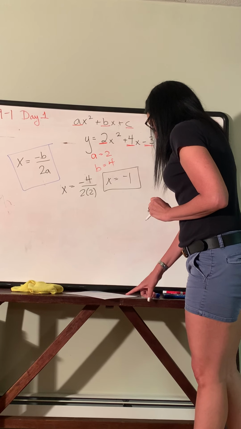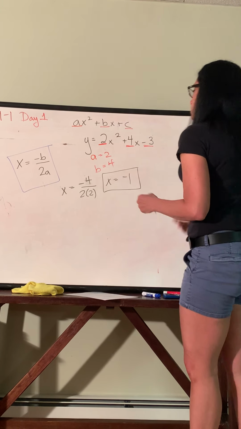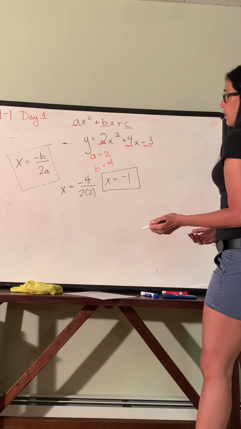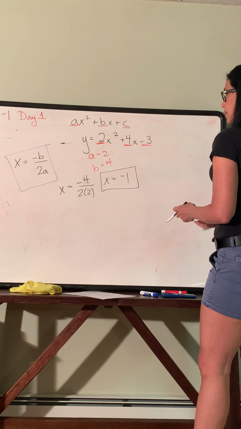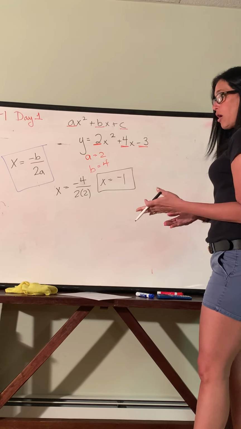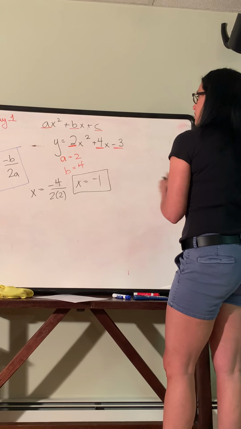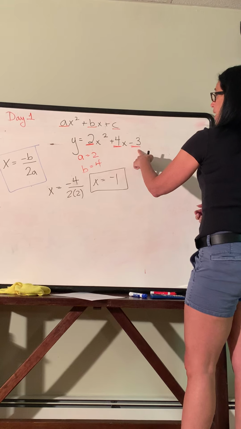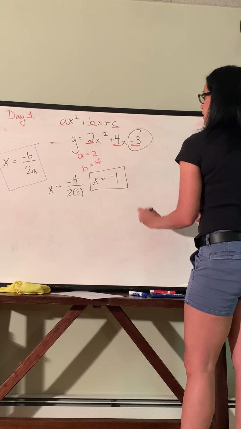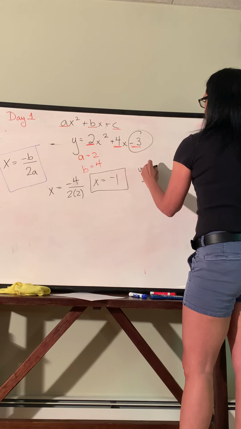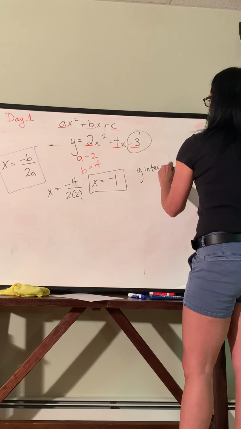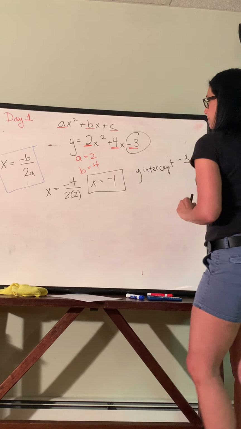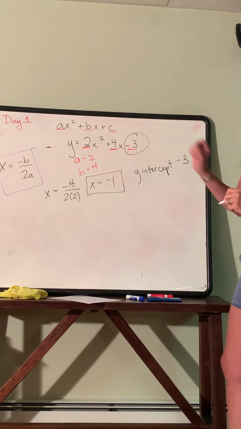Then they also want the y-intercept. It's easy enough to get your y-intercept, just like I said before. When x is 0, it's whatever your y is. So you're going to plug 0 into here and multiply it out, and this is my y. So my y-intercept is -3. Those are the two things that you need for that equation.